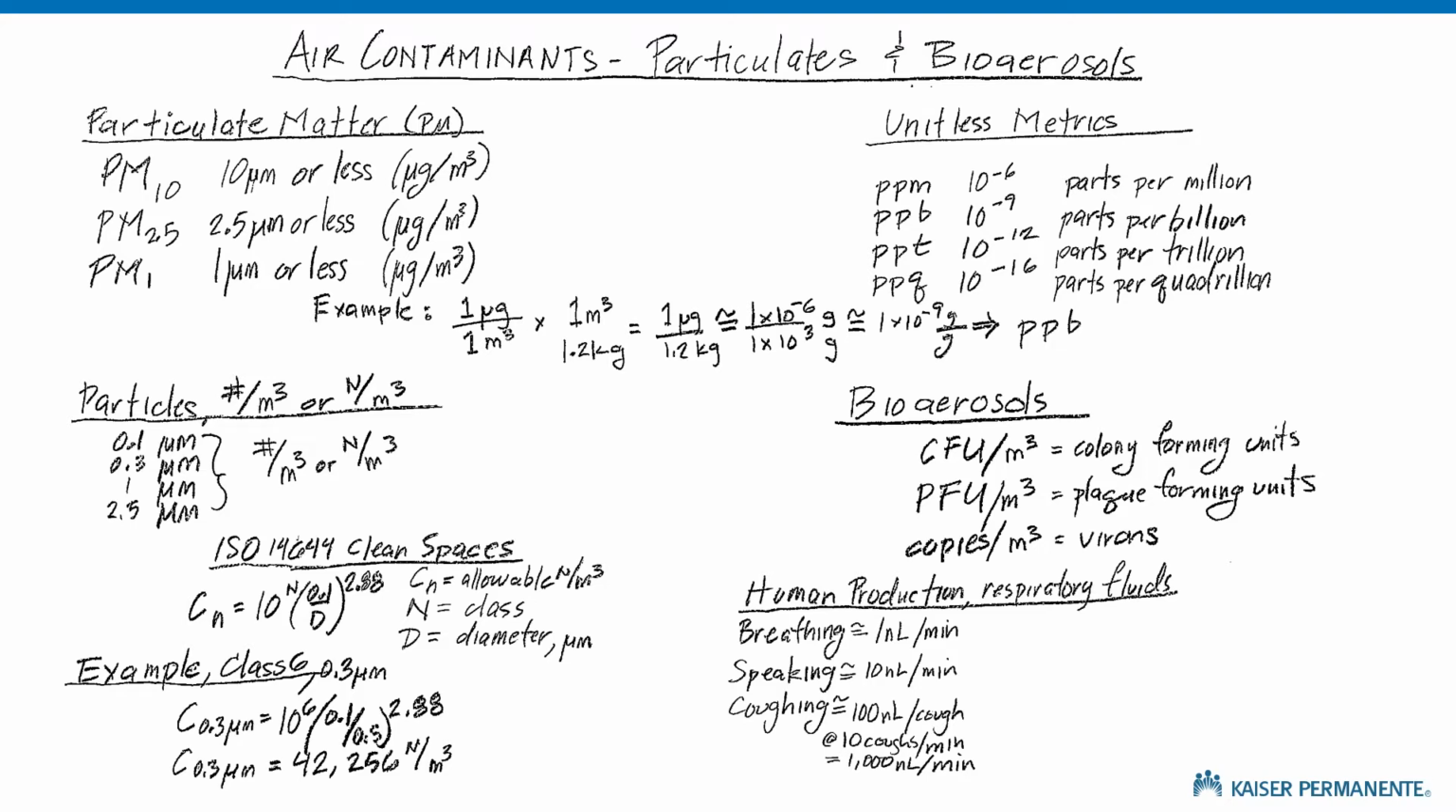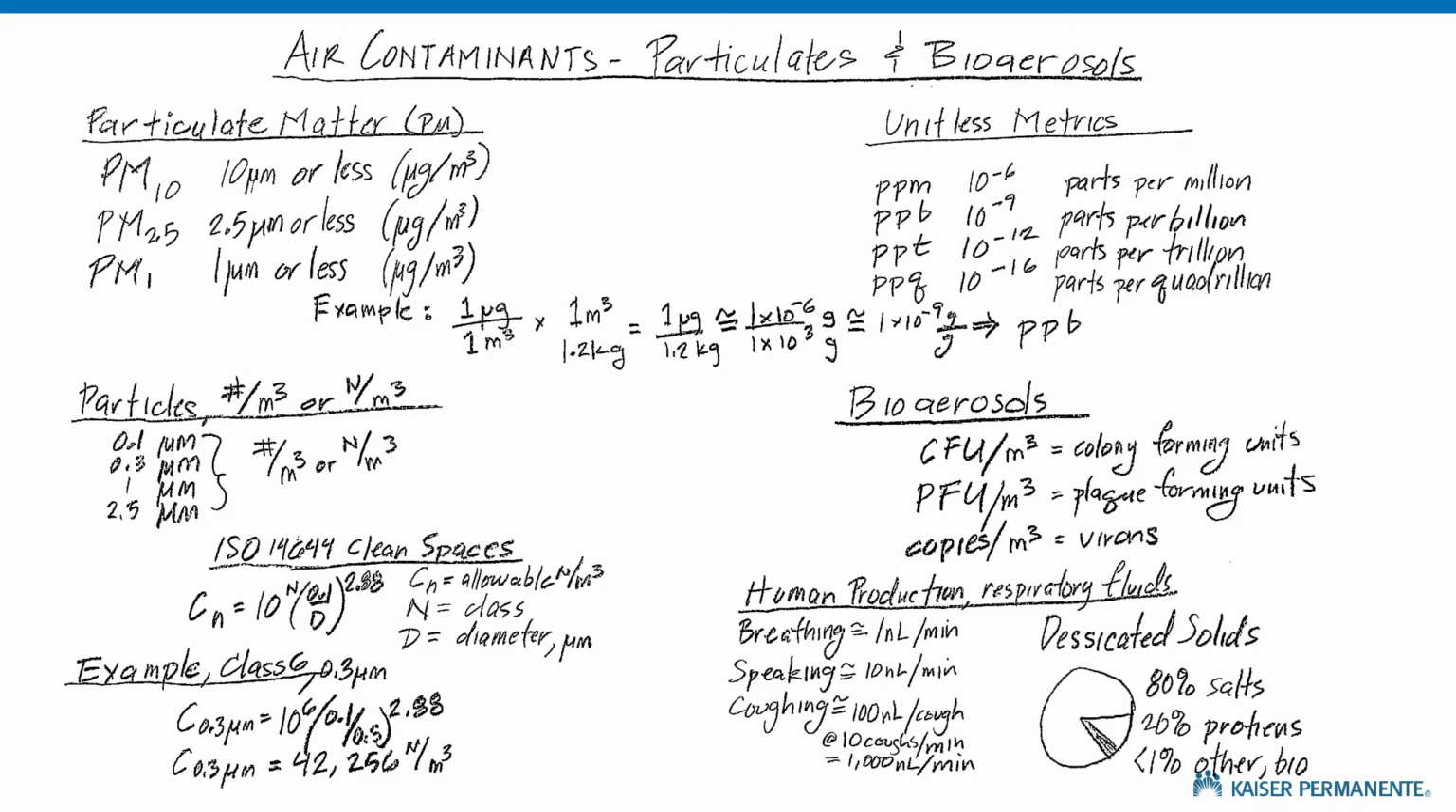The other major components of them are salts and proteins. And so when those fluids evaporate, or desiccate is the correct word, then they produce airborne particles. And under a microscope, those desiccated respiratory fluid particles basically look like salt crystals. They're about 80% salt and 20% protein by mass. The biological material itself is less than 1% of the mass of those crystals.